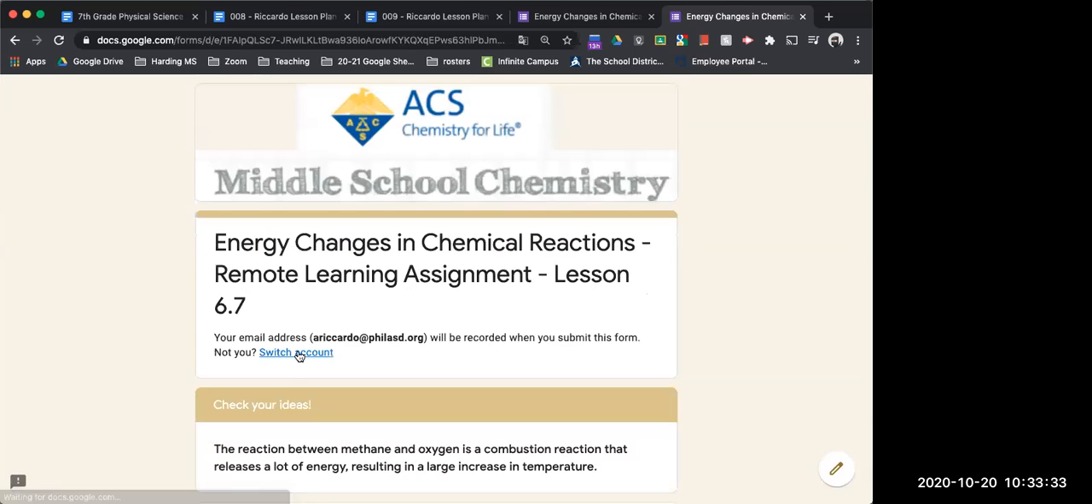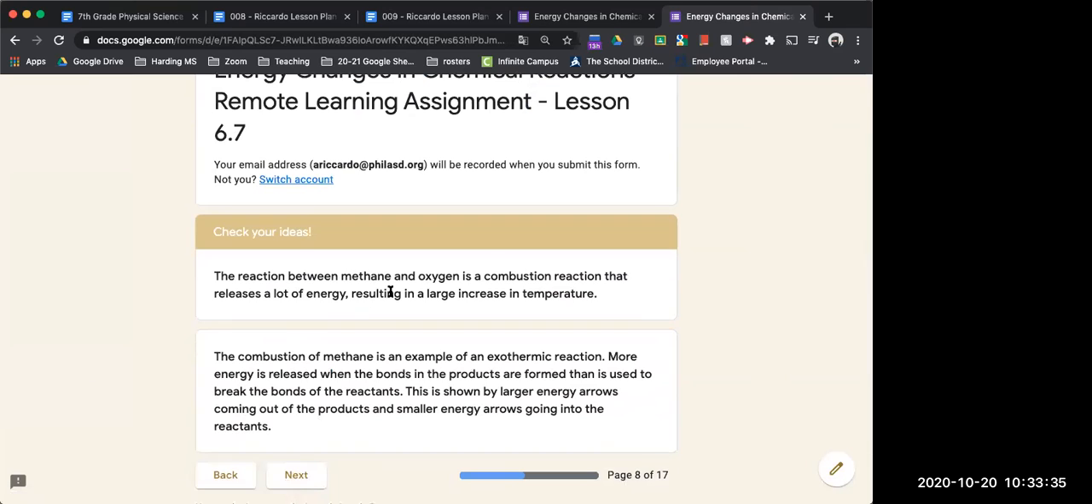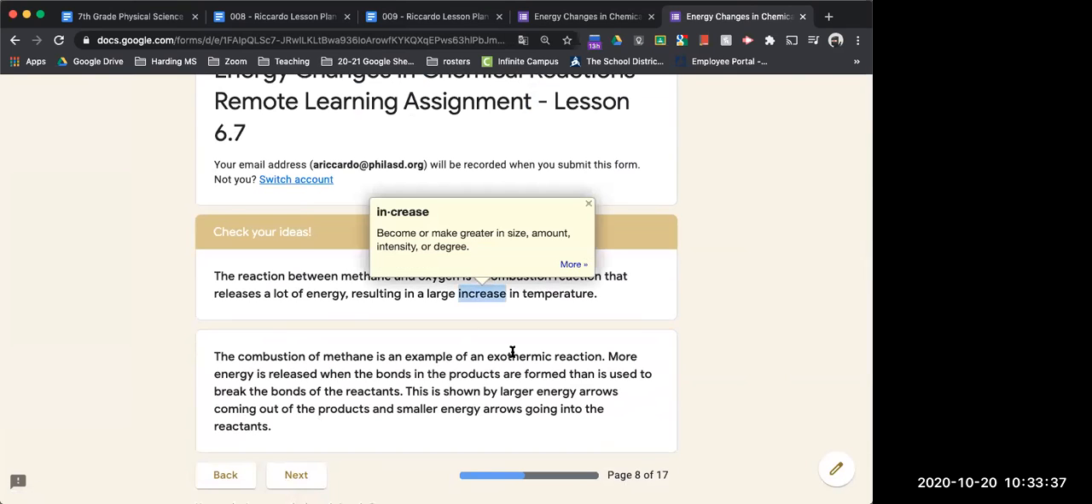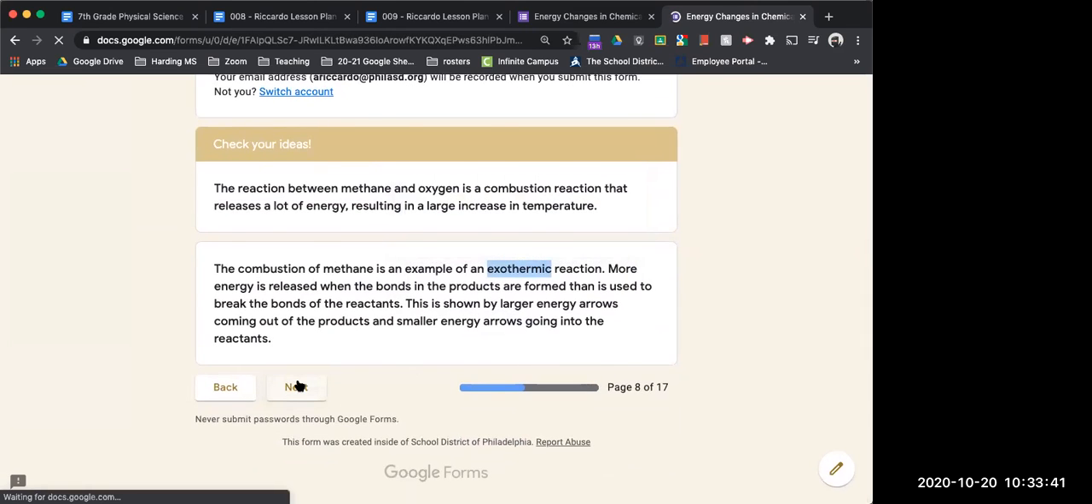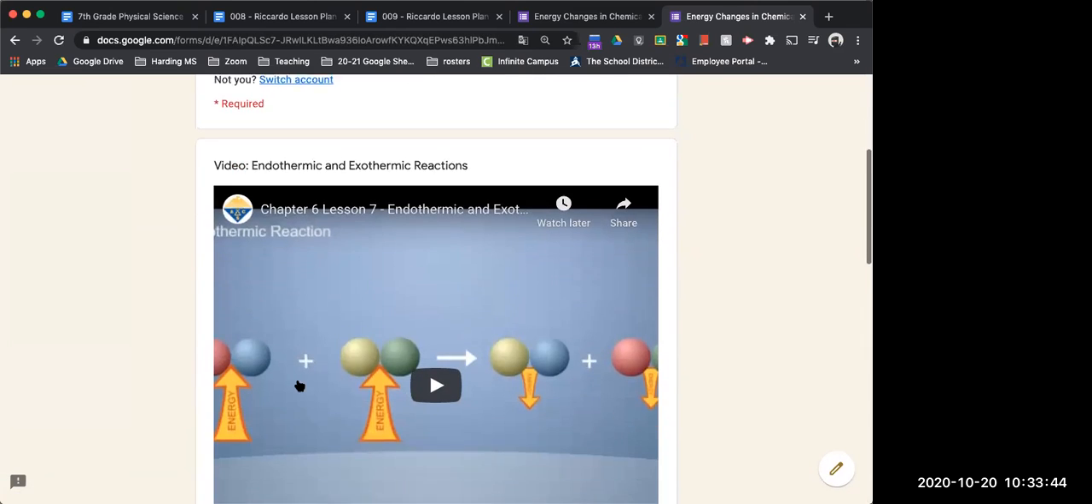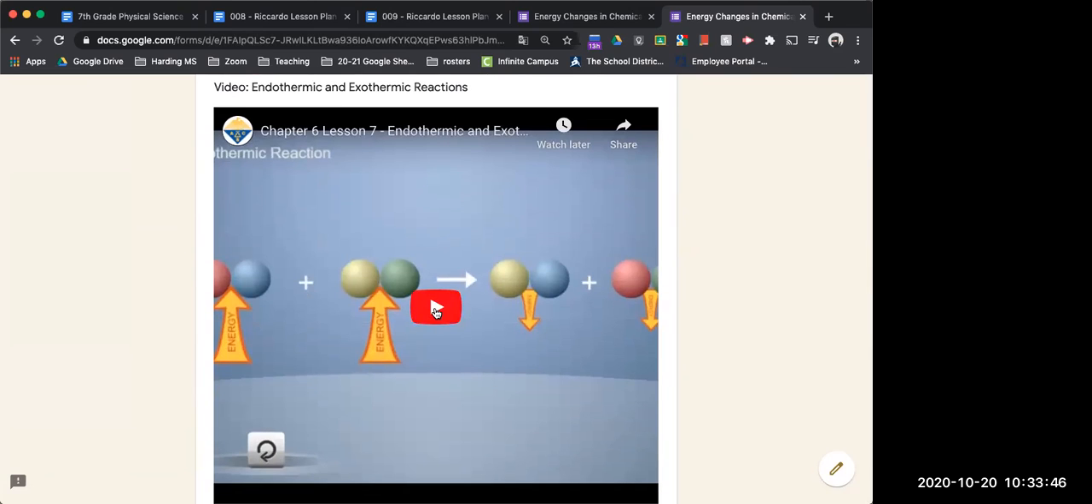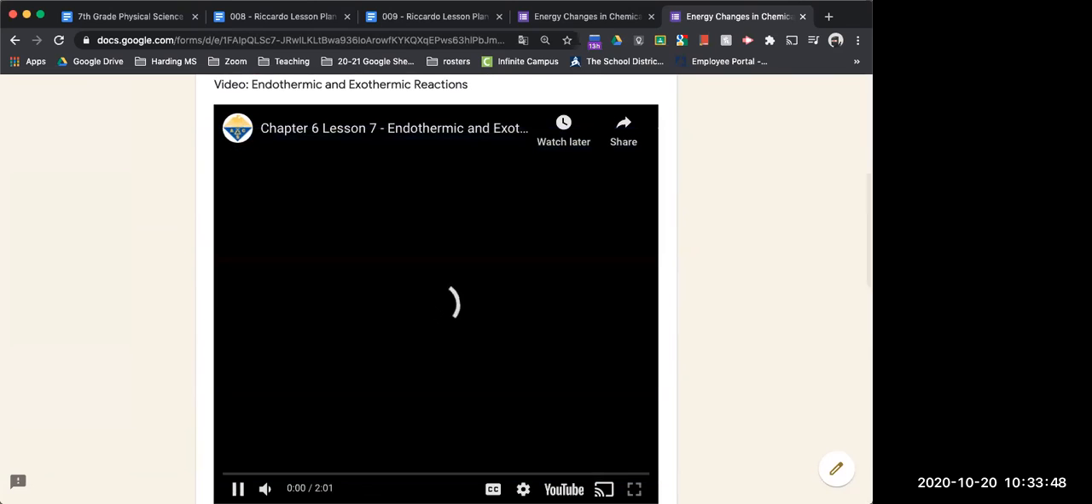So the combination says a lot of things. It says it increases, and it's an exothermic reaction. Now we're going to take a look at endothermic and exothermic reactions.